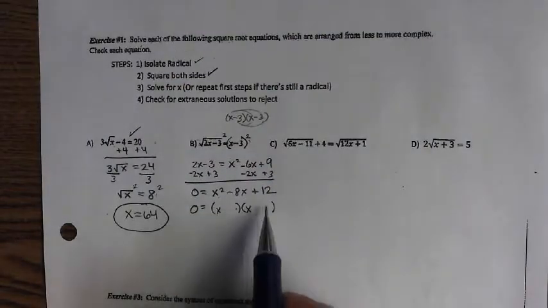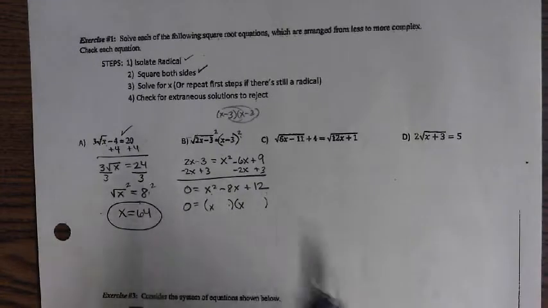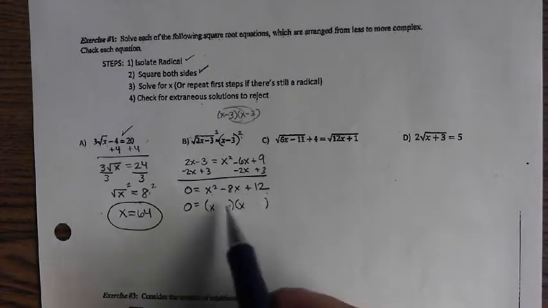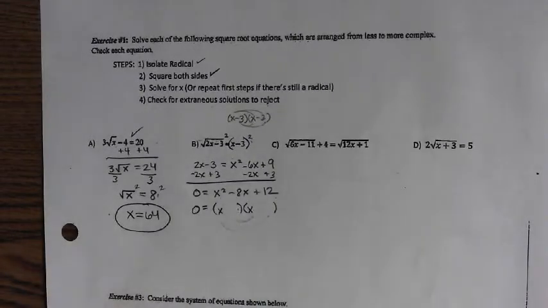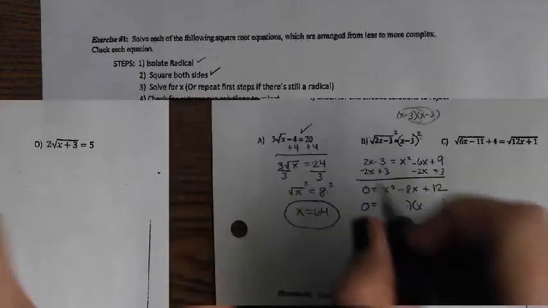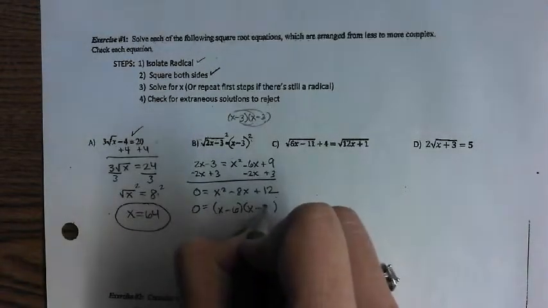And then what times what is going to give me positive 12? We have a boatload of options there, yes? 1 and 12, 2 and 6, 3 and 4, or negative 1 and negative 12, negative 2 and negative 6, negative 3 and negative 4. The key is whatever I choose there, when I do my outer and my inner, it's got to add to negative 8. Chloe, what is it? Negative 6, negative 2.